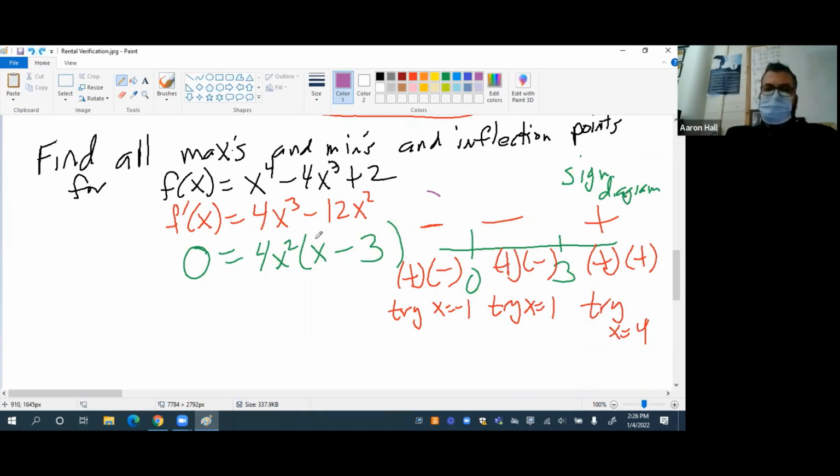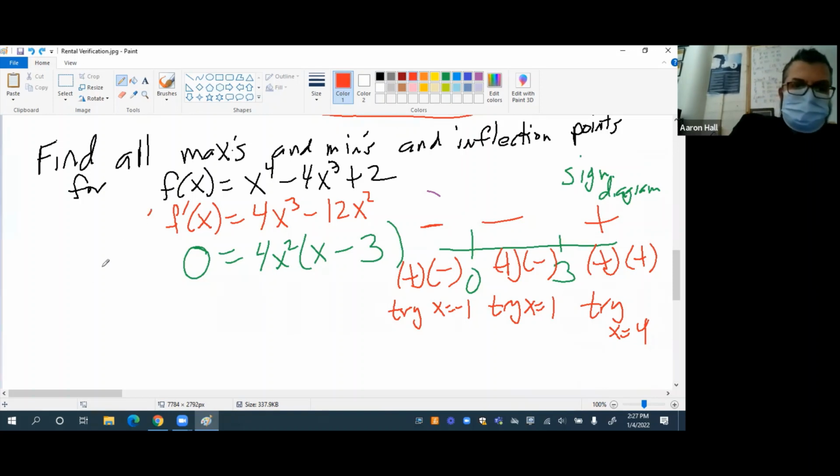So should we graph it? Actually, we want to check for inflection points. We found an inflection point here. Could there be another inflection point? Is that possible? Let's find out. How do we find another inflection point? What do we need to do?